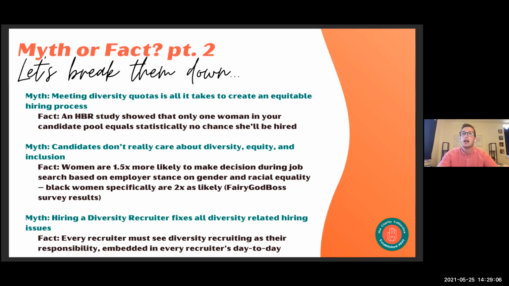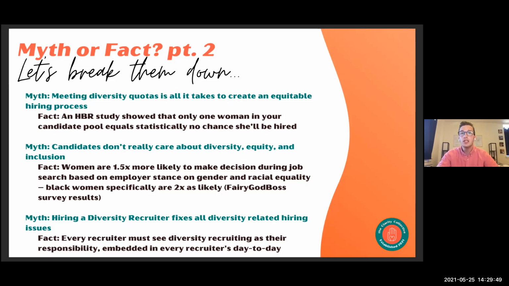On to the next one here. Candidates don't really care about diversity, equity, and inclusion. That's just not the case. Women are actually 1.5 times more likely to make a decision during the job search based on employer stance on gender and racial equity, and Black women were specifically 2 times as likely. Minority candidates are more likely to evaluate jobs on different criteria. That could be ERG groups that your organization offers, diversity statistics and facts that you have publicly accessible, noting that you have flexible work schedules. Just being able to provide insight into your organization's internal programs can go a really long way there.